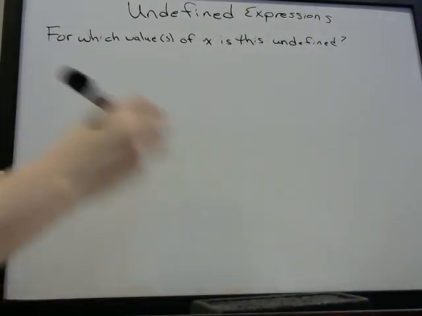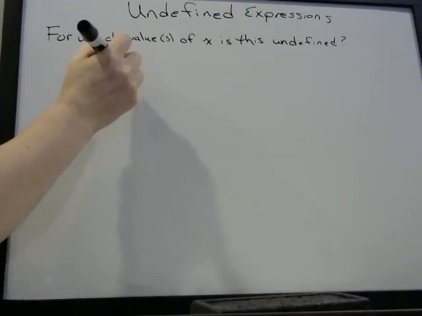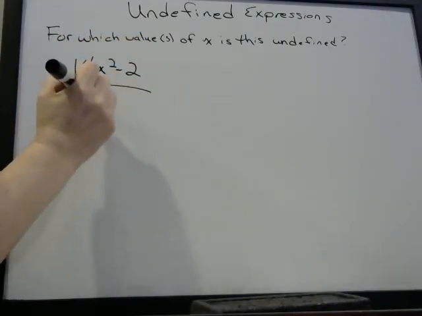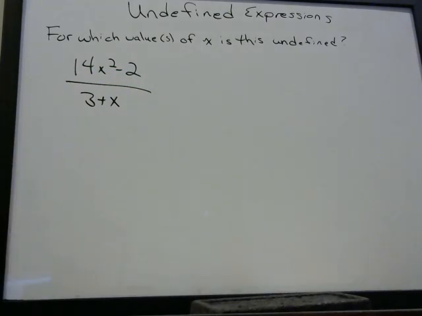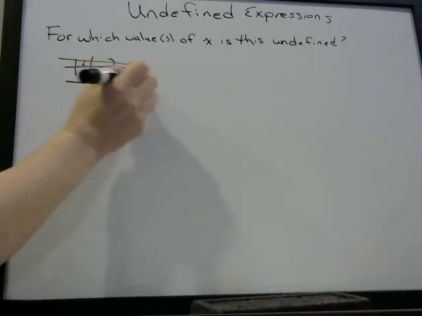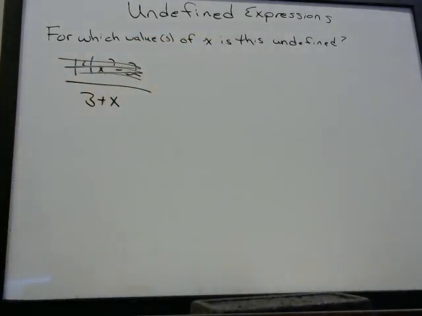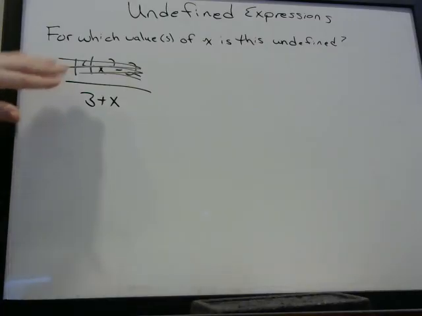We're going to do a couple more examples. 14x squared minus 2 over 3 plus x. Don't make this more complicated than it is. Again, when you see a question like this, forget about the numerator. Now, if you're used to doing polynomials, you might know that sometimes you can factor the numerator and then cancel things out of the denominator. If you know how to do that, go for it. But if that's not something in your knowledge base, just forget about the numerator and concentrate on the denominator.